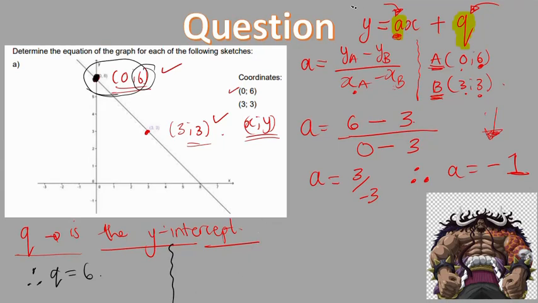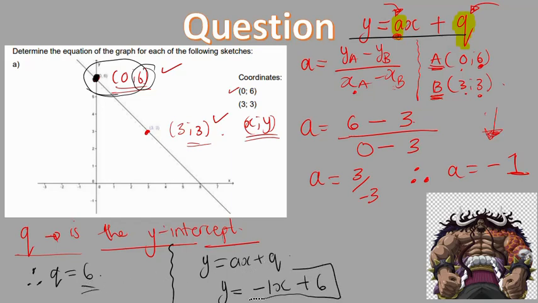Now we can say, let's come back here. We used to have y is equals to ax plus q. But now we found the A and we found the Q. Therefore, we can substitute them. My A is negative 1, negative 1x. My Q is positive 6. So I'll say positive 6. This equation defines the graph above.